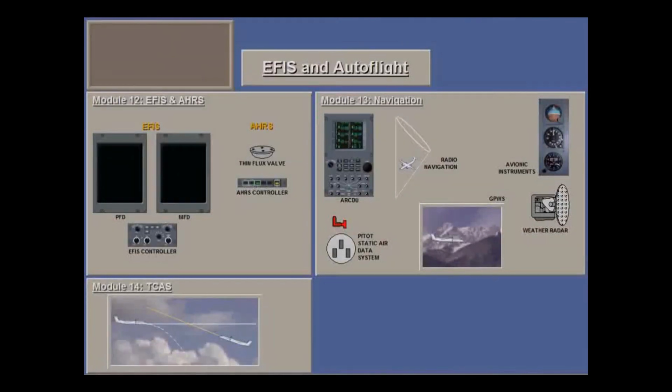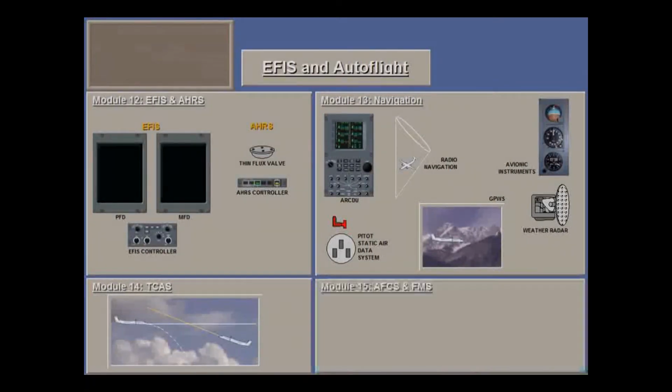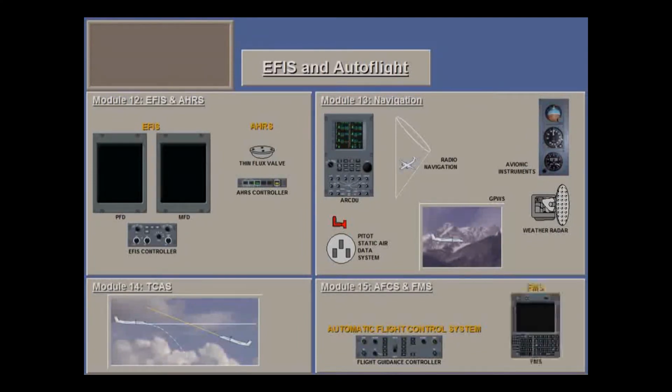Module 14 is the traffic alert and collision avoidance system, TCAS, known within Europe as ACAS, the Airborne Collision Avoidance System. And last, but not least, Module 15 covers the Automatic Flight Control System, AFCS, including the Flight Management System, FMS.